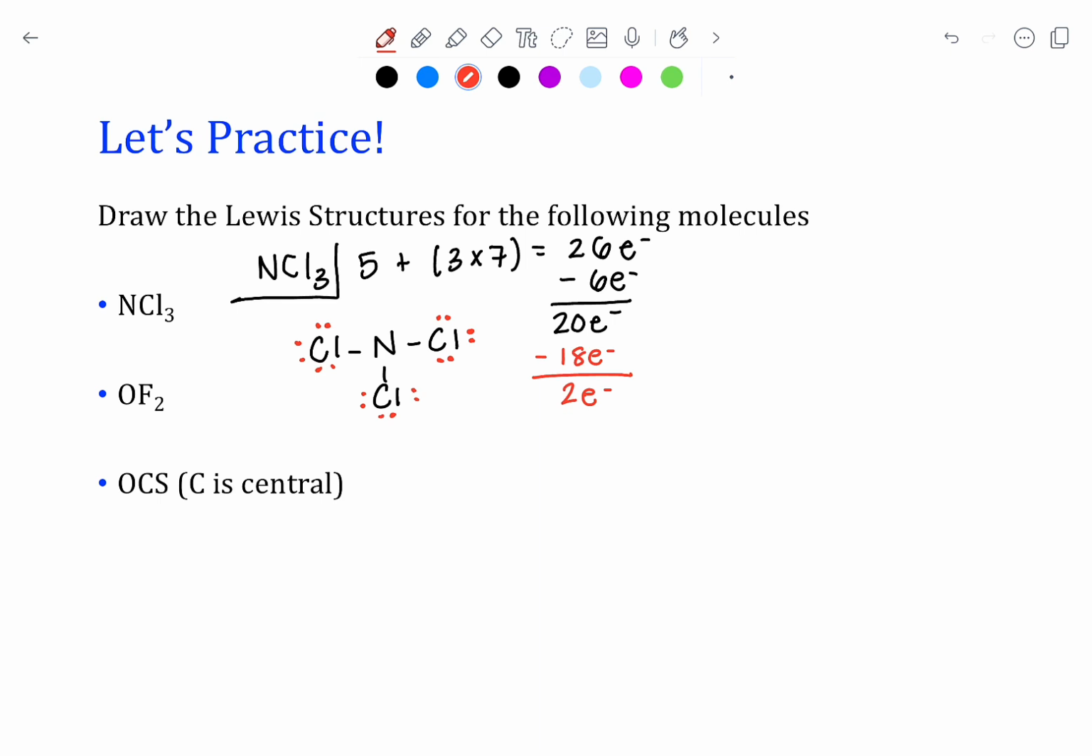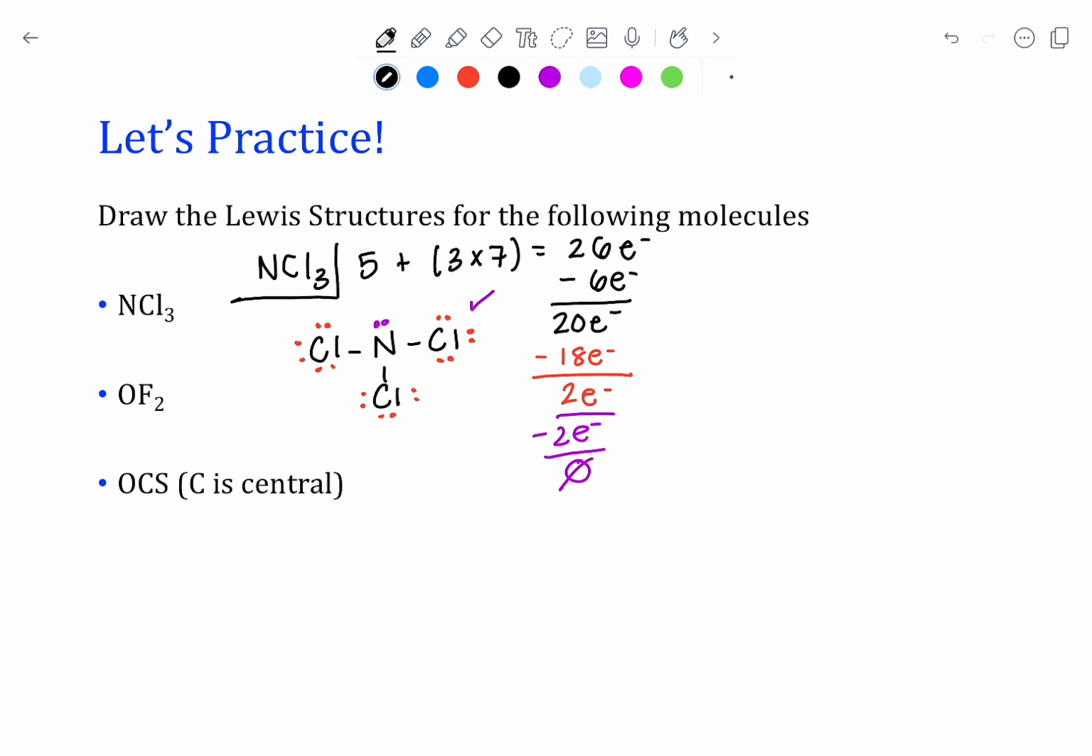Well, we can see that my nitrogen does not have a complete octet. It has 6 electrons around it. It needs 2 more. So we're going to take those 2 electrons and place them on the nitrogen to complete its octet. I've used up all of my electrons, and that is now my completed Lewis structure of NCl3, where everything has an octet.